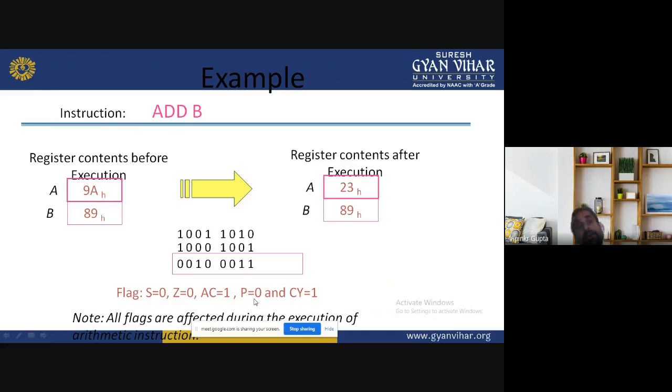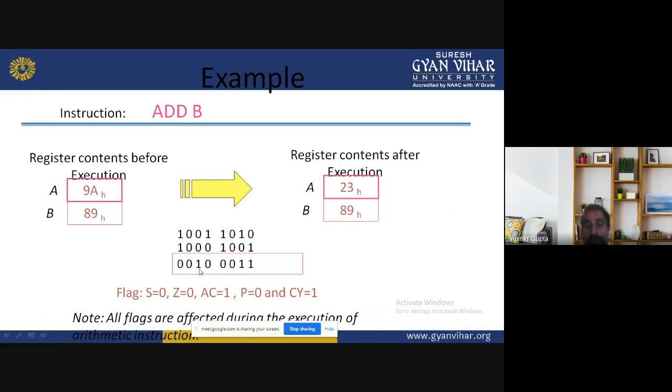Parity flag: number of ones. If the number of ones is even, then it's 1. Otherwise it is 0. So how many ones are in our result? 3. So the parity flag is 0. Carry is generated, so it's 1.